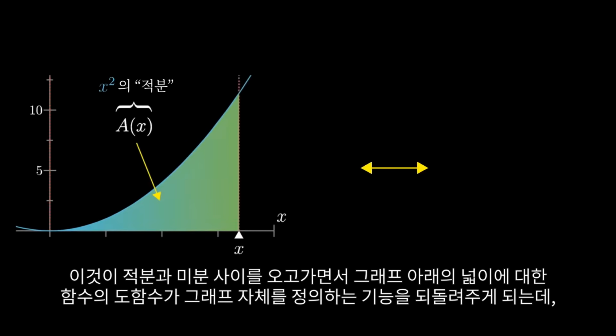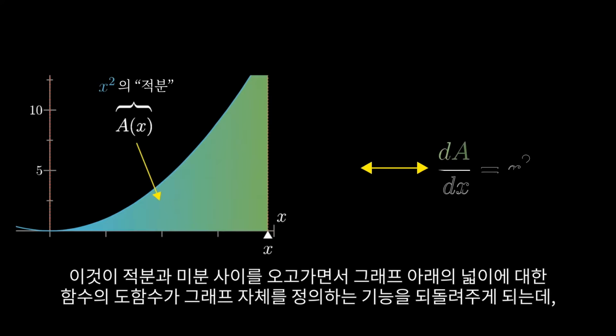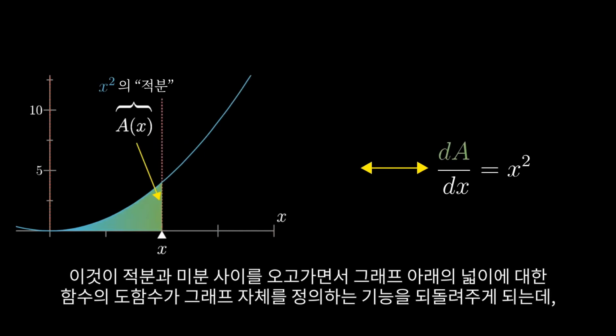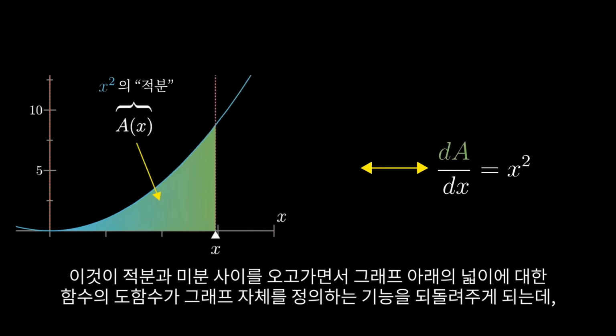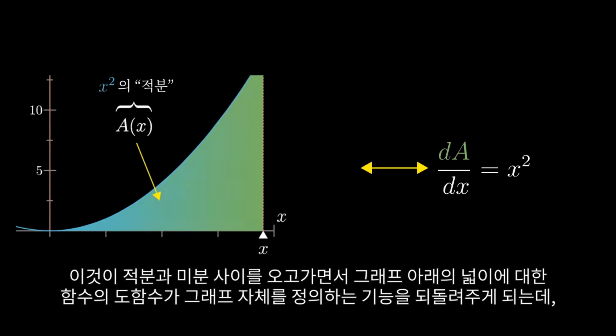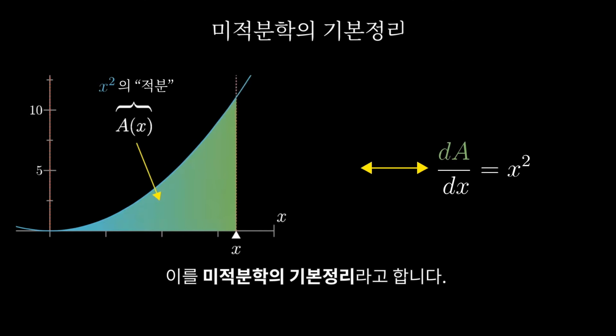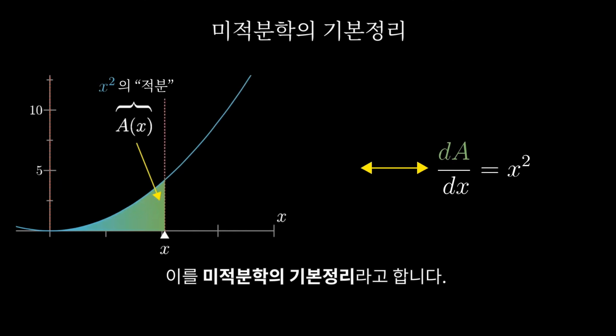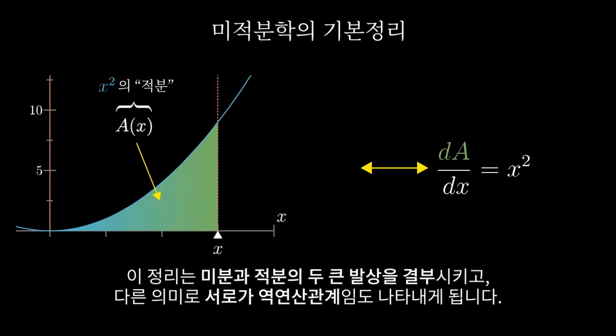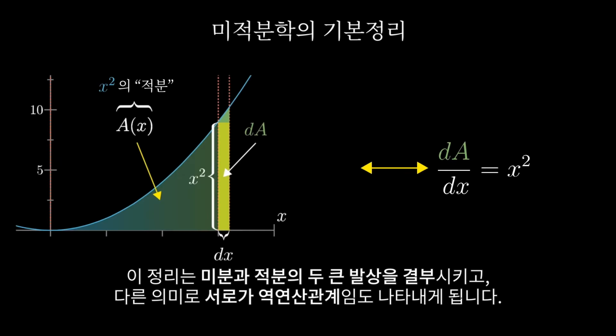And this back and forth between integrals and derivatives, where the derivative of a function for the area under a graph gives you back the function defining the graph itself, is called the fundamental theorem of calculus. It ties together the two big ideas of integrals and derivatives, and it shows how, in some sense, each one is an inverse of the other.